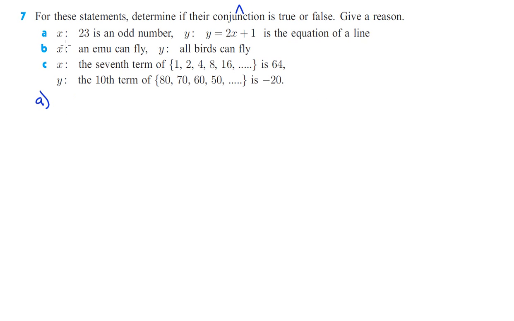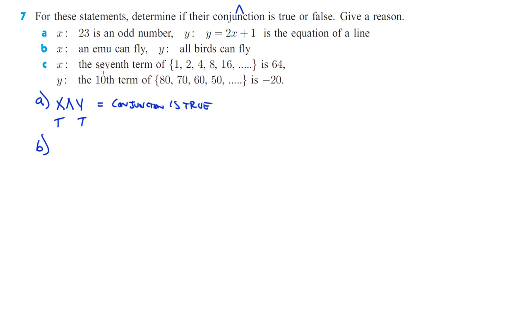Okay, so basically figure out if their conjunction is true or false. So basically what we're trying to figure out is X and Y, is that true or false? Okay, so 23 is an odd number. So in order for this to be true, these both have to be true, true and true. So 23 is an odd number, that's true. Y equals 2X plus 1 is the equation of the line, that is also true. So then that means the conjunction here is true.